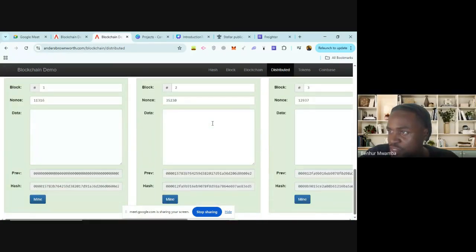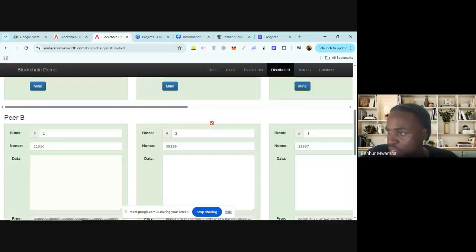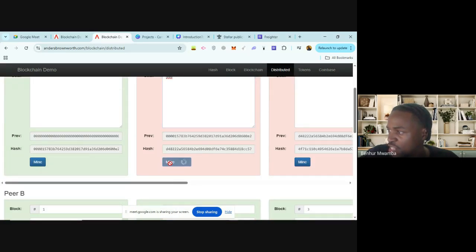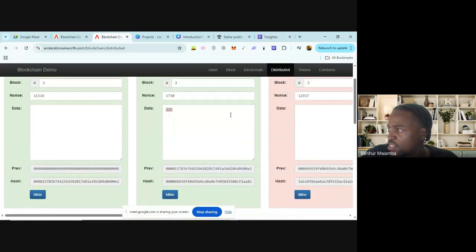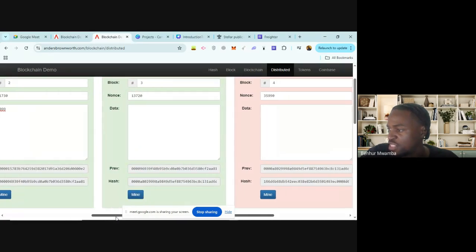Here, you see the 3 different nodes, they all have the same chain, the same values. So if I change something here, I can mine it to something valid. Valid as well. And just one here.